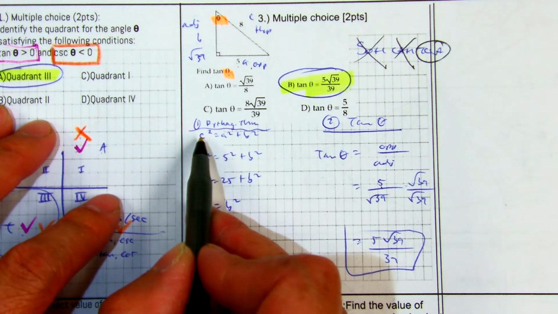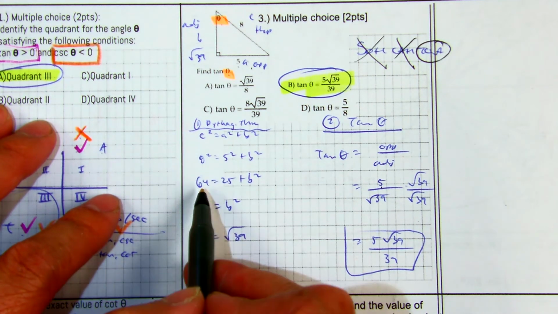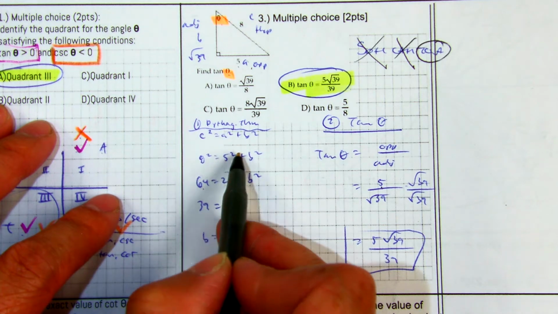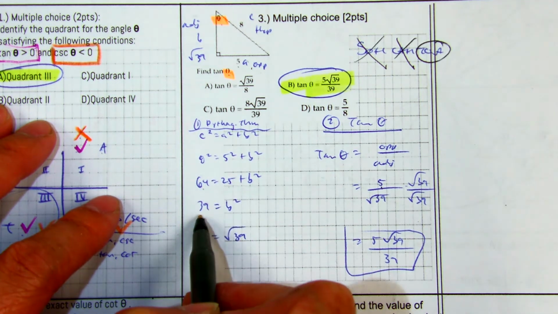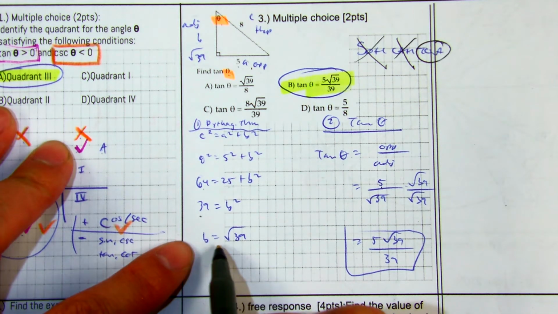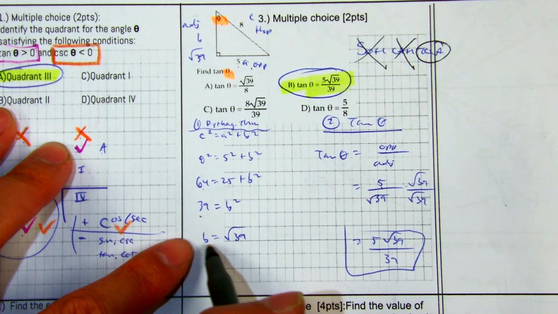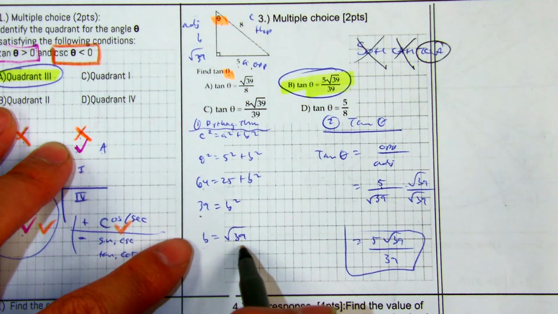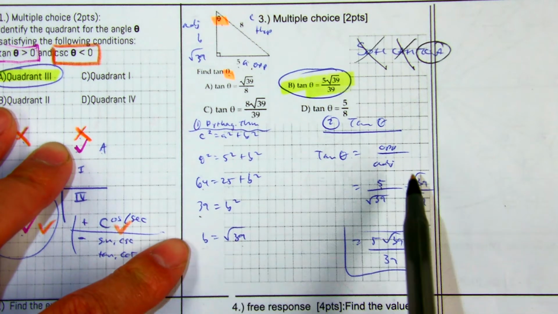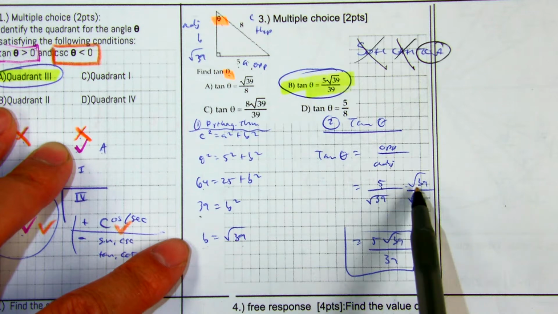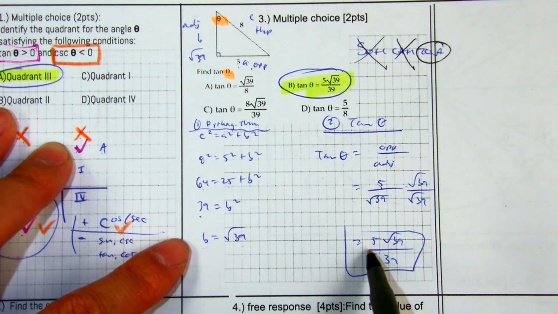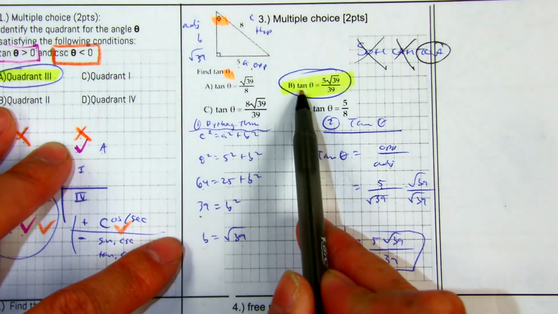The C value is 8, so 8 squared is 64. A value is 5. 5 squared is 25. Subtract. Take the square root. Remember, you're not on the coordinate plane, so here I'm going to take the positive value. B equals the square root of 39. So adjacent is square root of 39. Rationalize, you get 5 radical 39 over 39. That would be choice B is your answer.